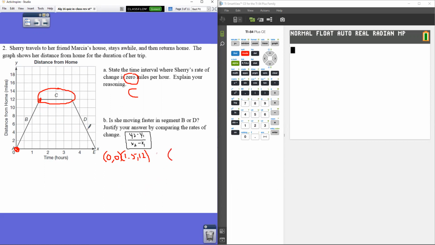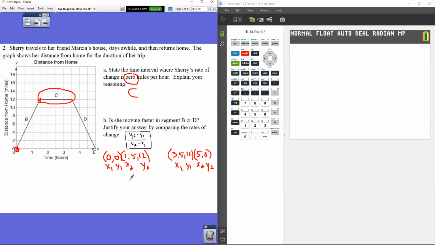For segment D, we need to find this slope. So starting at (3.5, 12), and we're going to the bottom here, which is (5, 0). So now we need to plug those numbers into the slope formula. The slope formula is y2 minus y1 over x2 minus x1. Remember, all points are written x comma y. This is your first point, so these get 1s. This is your second point, so these get 2s. This is your first point, these get 1s. This is your second point, these get 2s.